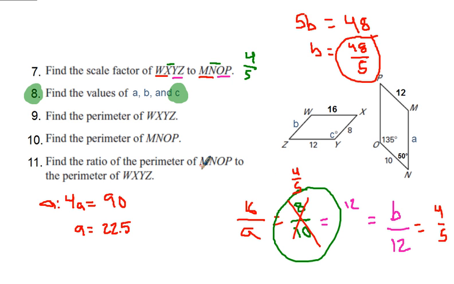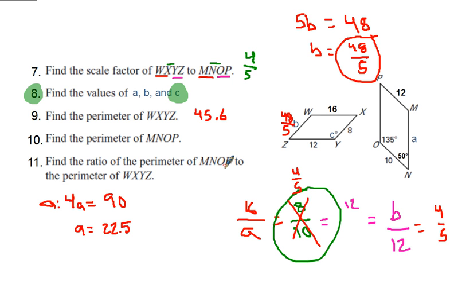Number 9, find the perimeter of WXYZ. Well, you can find the perimeter. You now know that b was 48 over 5. You can add everything up. If this is 48 over 5, you can put it in a decimal if that's easier for you to work with, and add all of those numbers up, and you would now have what your answer would have to be. So you would have 20, 36. When you divide that out, you get 9.6. So plus 36 and 9.6 means that this perimeter is 45.6.